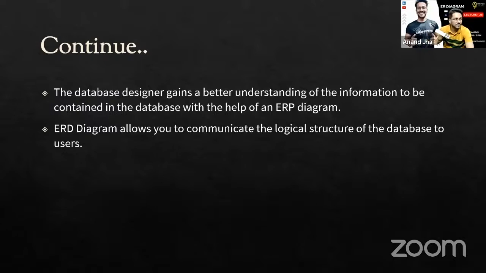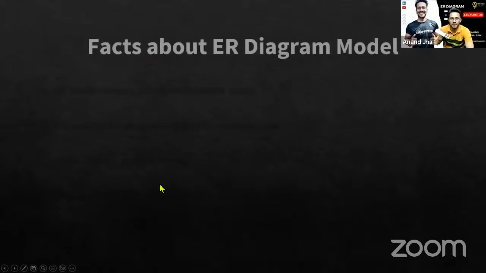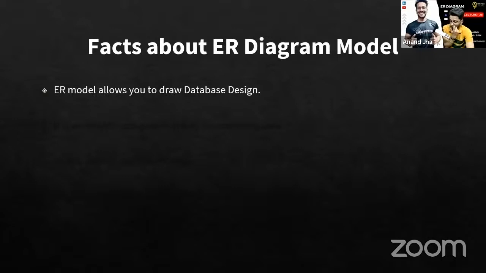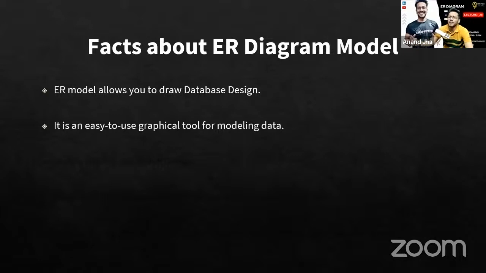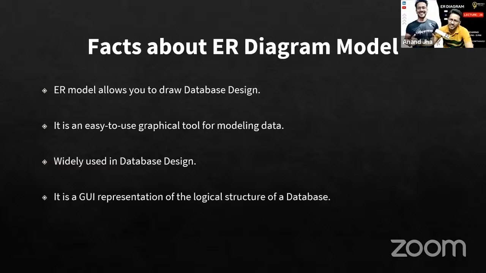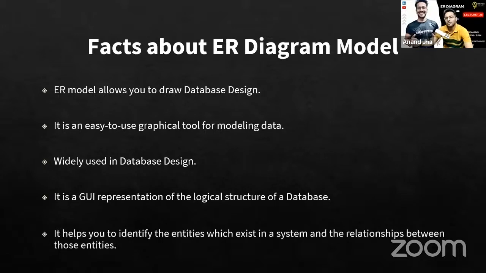Okay, next. What I was telling is this. Facts about ER diagram models: it allows you to draw the database design. It is an easy to use graphical tool for modeling data, widely used in database design, and it is a GUI, graphical user interface, representation of the logical structure of a database. So it's like a blueprint of your entire database. What are the tables you are having, how these tables are interacting with each other, everything is there. It helps you to identify the entities which exist in a system and the relationships between those entities.